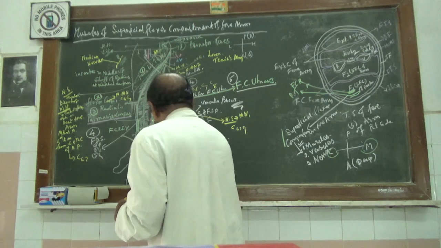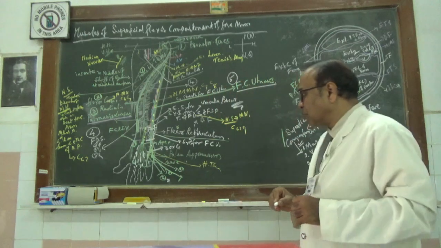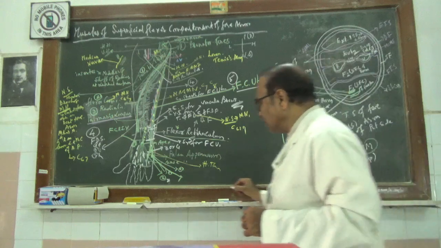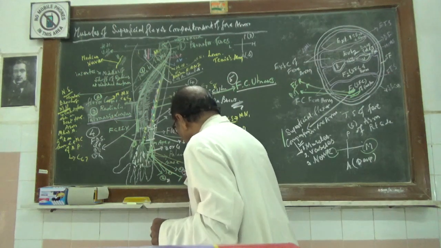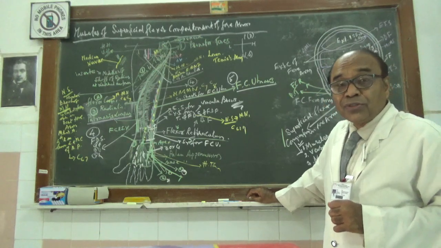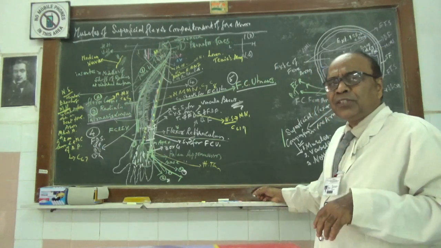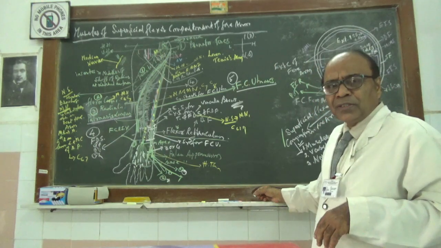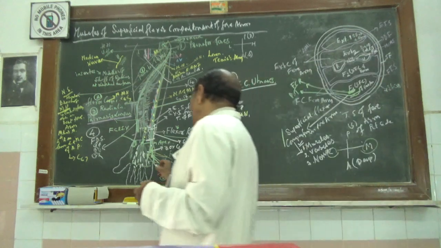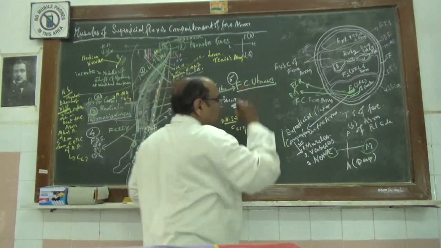The second part inserts on the hook of the hamate bone. The third inserts on the pisohamate ligament, and the fourth, which is very small, inserts on the pisometacarpal ligaments. So these are the four points of insertion for the flexor carpi ulnaris.